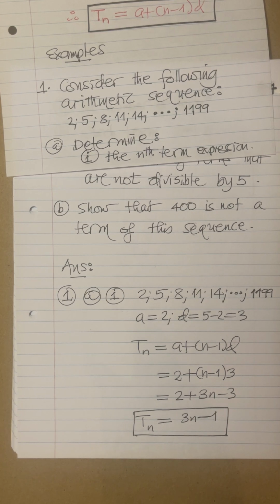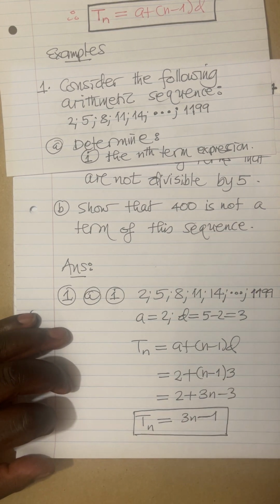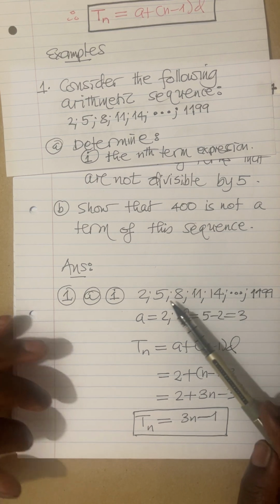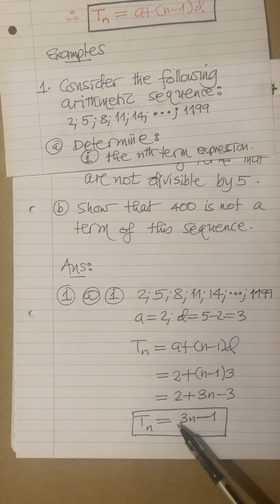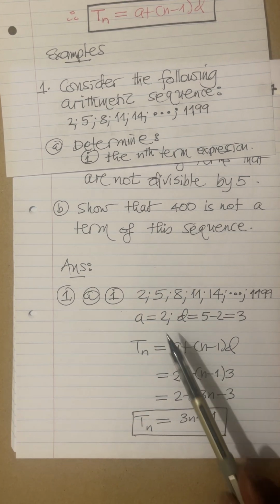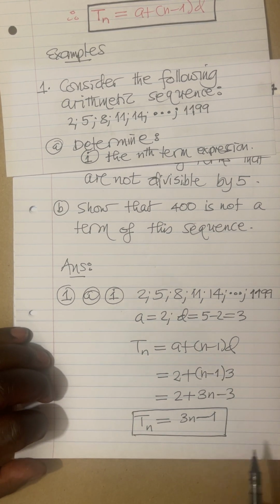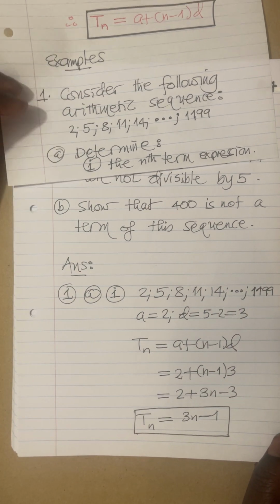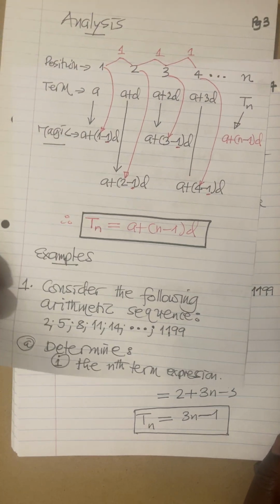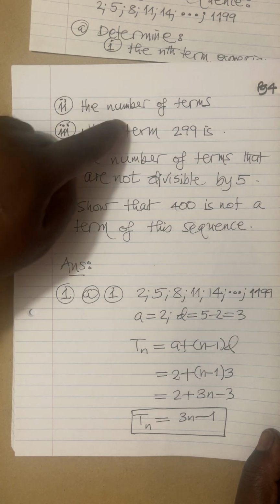In other words, using this formula, we can describe each and every term in the sequence. For example, term number 1, if you put 1 here, it will be 3 times 1, 3 minus 1, 2. Term number 2, put 2 here. 3 times 2, 6 minus 1, 5. Term number 3, put 3 here. 3 times 3, 9 minus 1, 8, and so on. Right, so this is why it's called a general term, because it can describe every term in the sequence. Now we're done with number 1A1. Now we're moving on to number 1A2. What is number 1A2 saying? The number of terms.